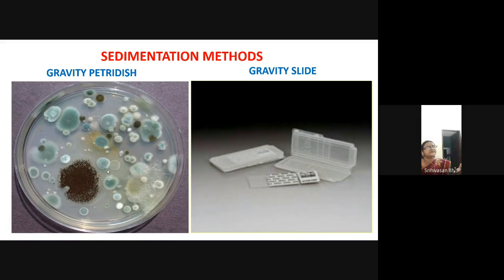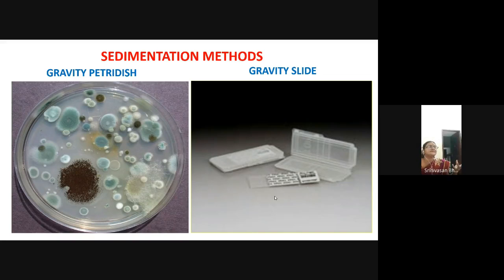Here you can see the beautiful fungal colonies on the petri dish, which was exposed to the atmosphere for 10 to 15 minutes. So this is called the gravity petri dish method. Just exposing the petri dish containing the medium to the atmosphere for 10 to 15 minutes, depending upon the site. So next is the gravity slide method.